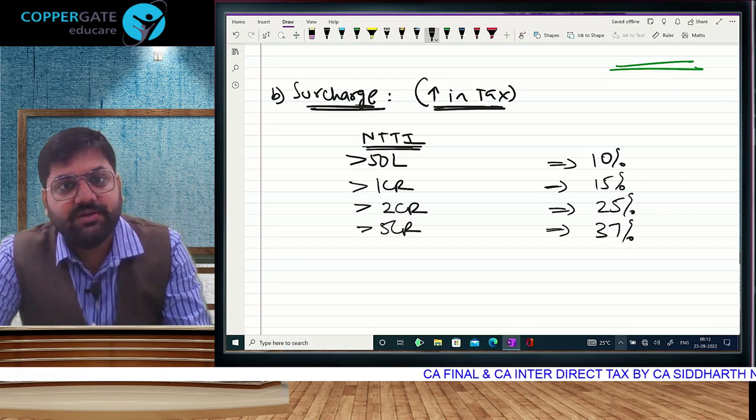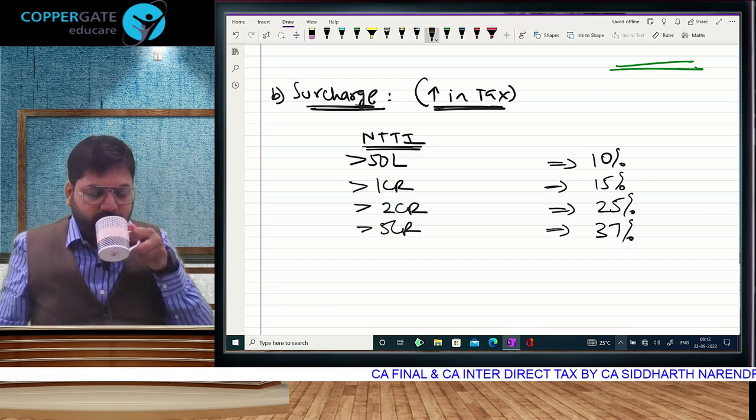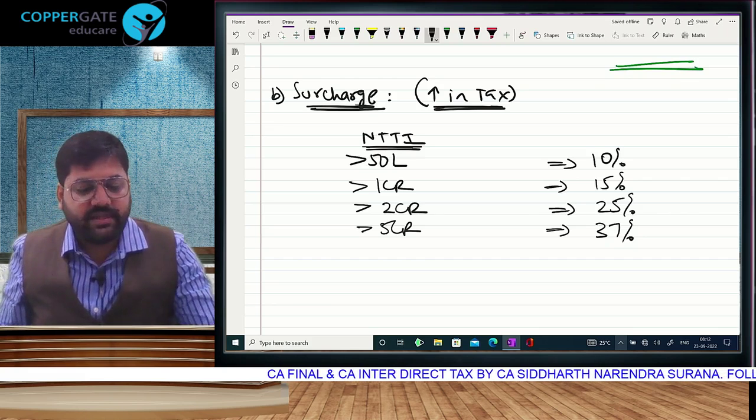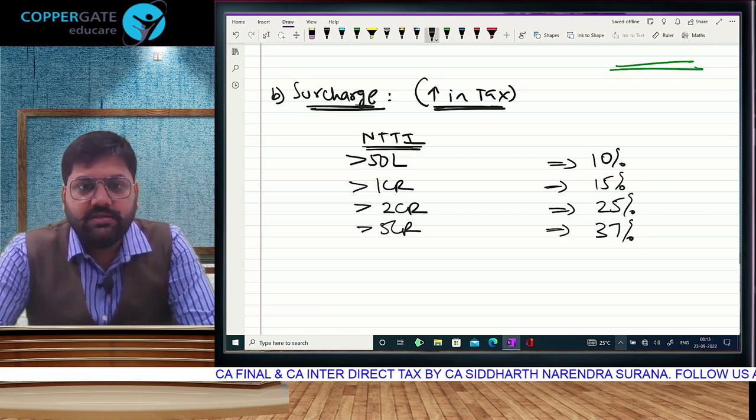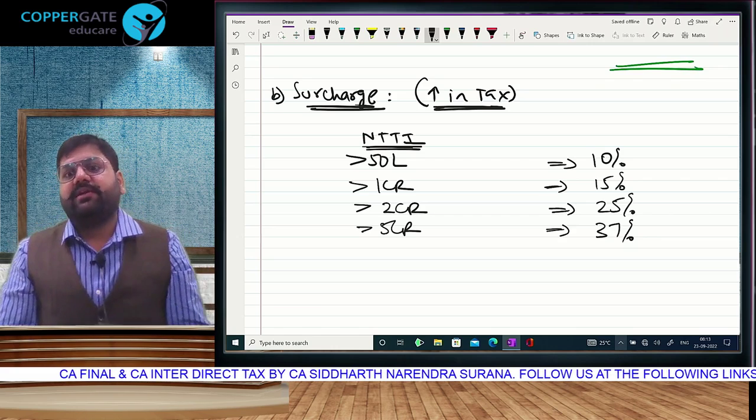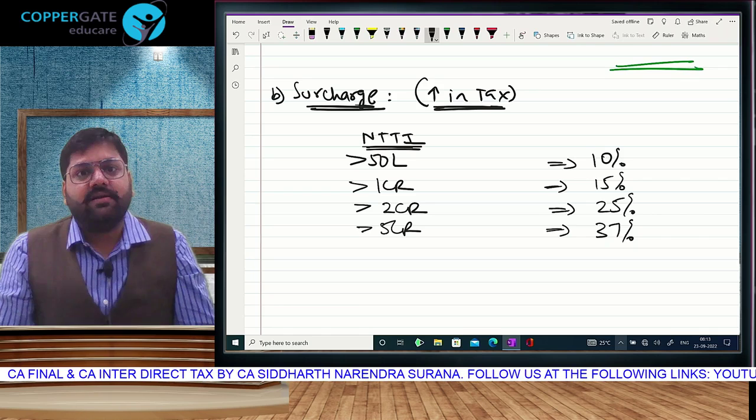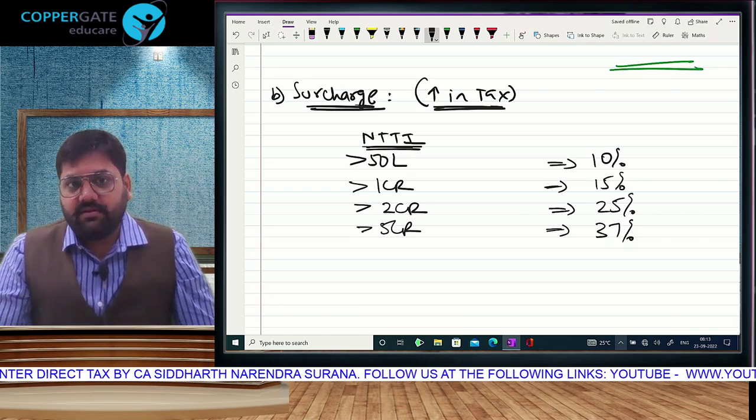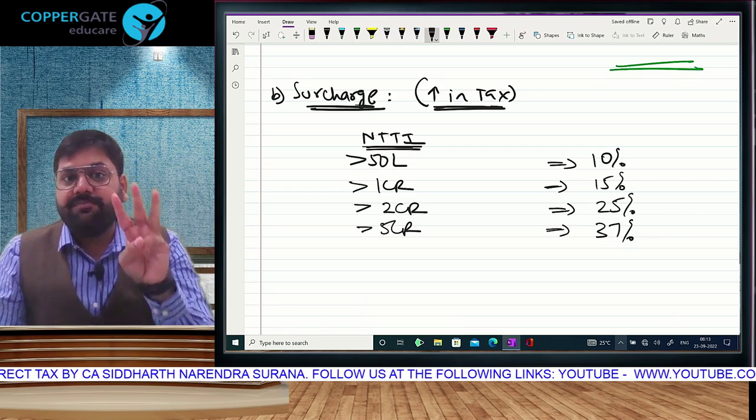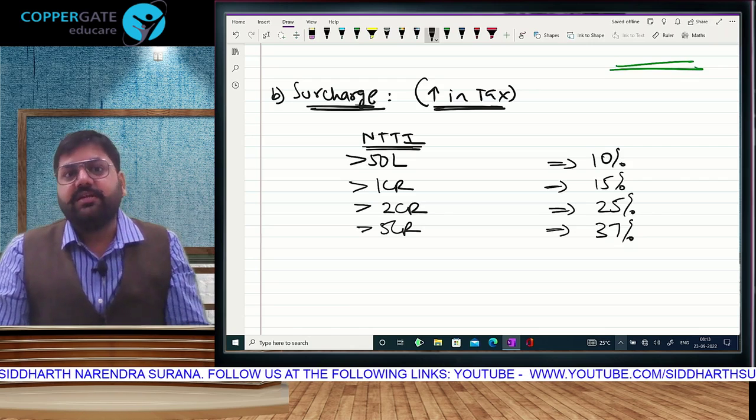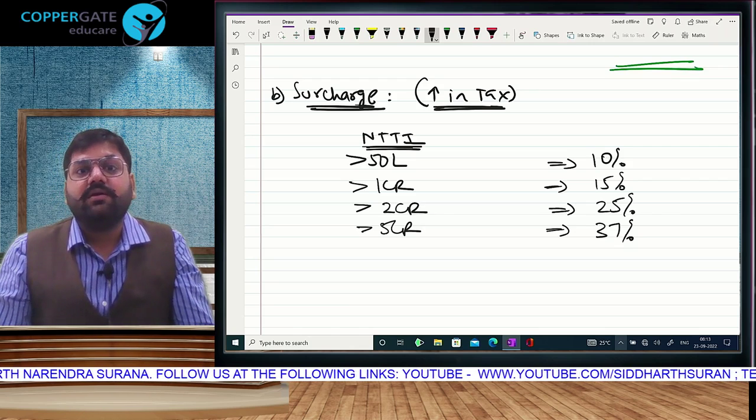After 50 lakhs, how much? 10. After 1 crore, 15. After 2 crore, 25. And after 5 crore, 37% surcharge. Is that understood? But there are multiple things that you will have to learn, note and understand here. Starting with the first thing. In rebate, there were 3 conditions. Do you remember? First condition was that the assessee has to be resident.